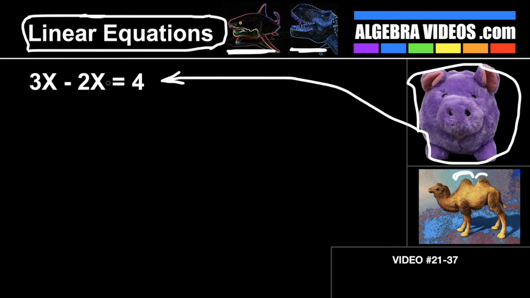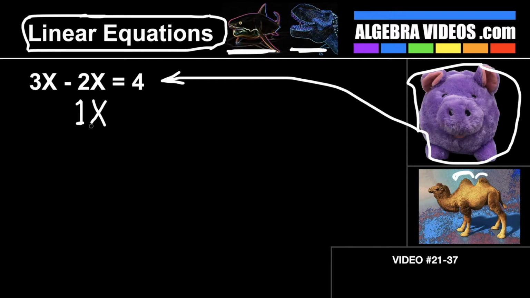So first, we'll simplify this left side. 3x minus 2x is the same as 1x. So 3 times anything minus 2 times anything is the same as 1 times anything. For example, 3 apples minus 2 apples is 1 apple. 3 oranges minus 2 oranges is 1 orange. Or if you want to have numbers, let's say $5 bills: 3 $5 bills minus 2 $5 bills is 1 $5 bill.